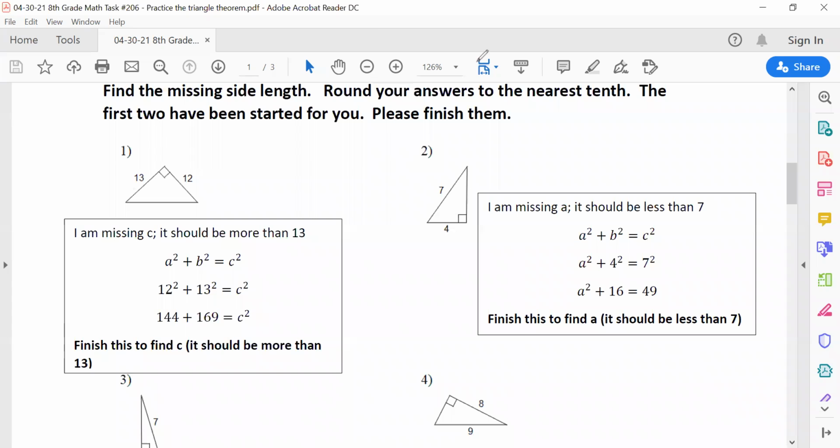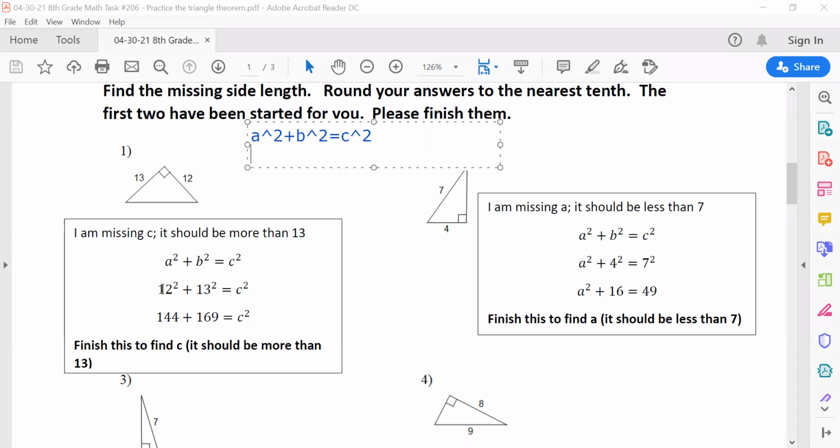So the first thing is reviewing what we did last week. If you have a right triangle and you're looking for a side length, you can use the triangle theorem. The triangle theorem states a squared plus b squared equals c squared. We know that A and B are the sides that make up the right angle, and C is the one across. Since I have the two sides that make up the right angle, I was able to plug in 12 and 13 for A and B.